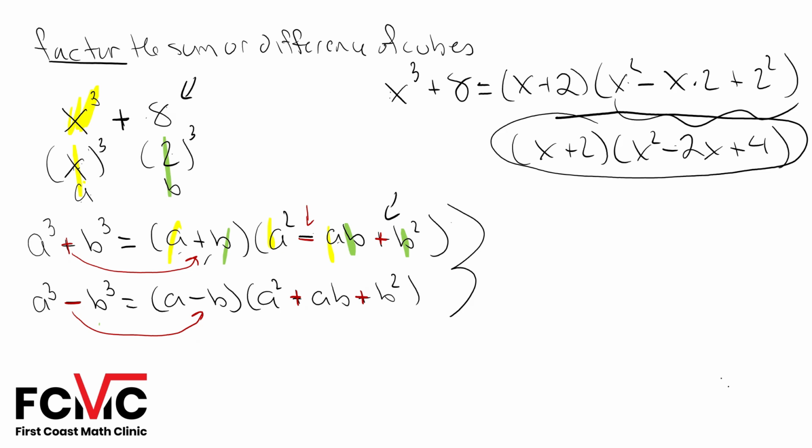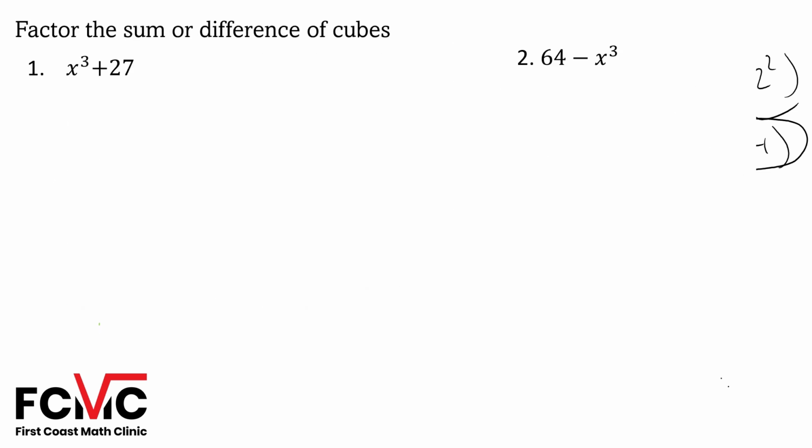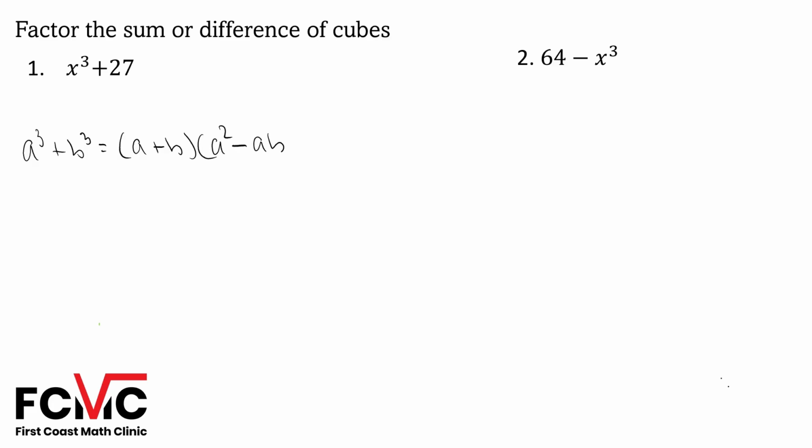All right, let's do a few more examples. Number 1, we've got x to the third plus 27. So we've got the sum of cubes. So a to the third plus b to the third is equal to a plus b times a squared minus ab plus b squared. So let's identify our a and b values. What are we cubing to get x to the third? We're cubing x. That's our a value. What are we cubing to get 27? We're cubing 3. That's our b value.